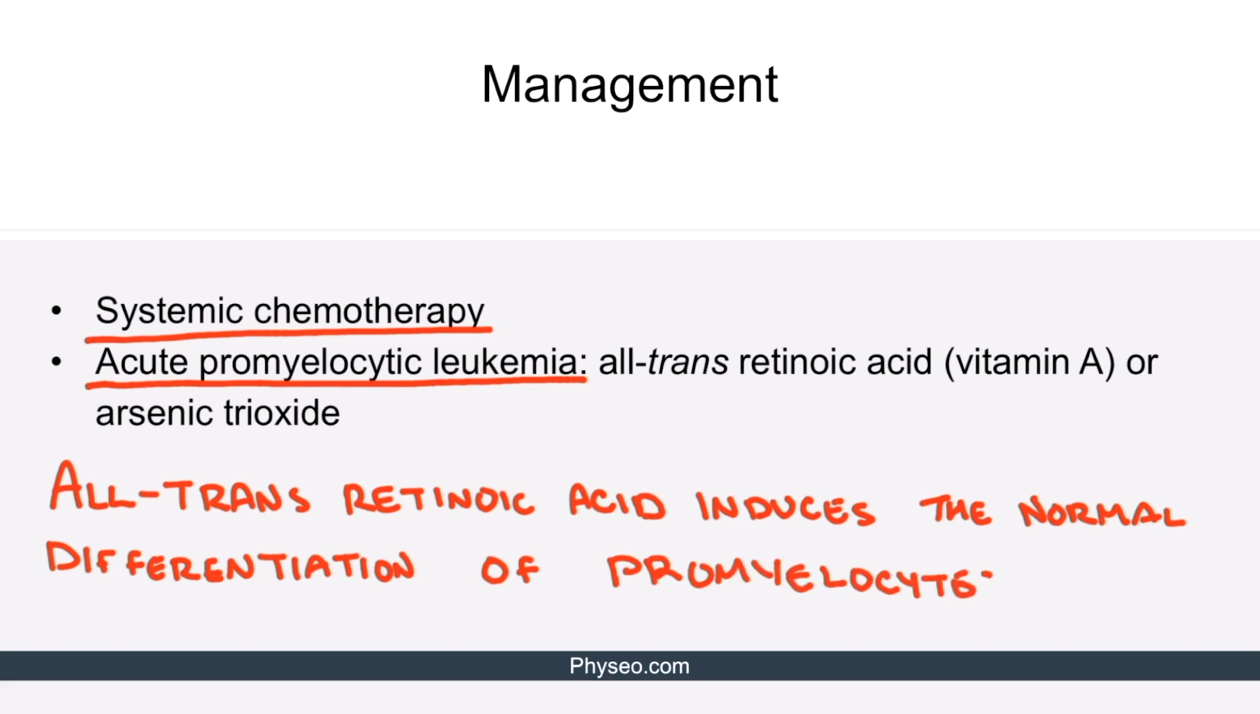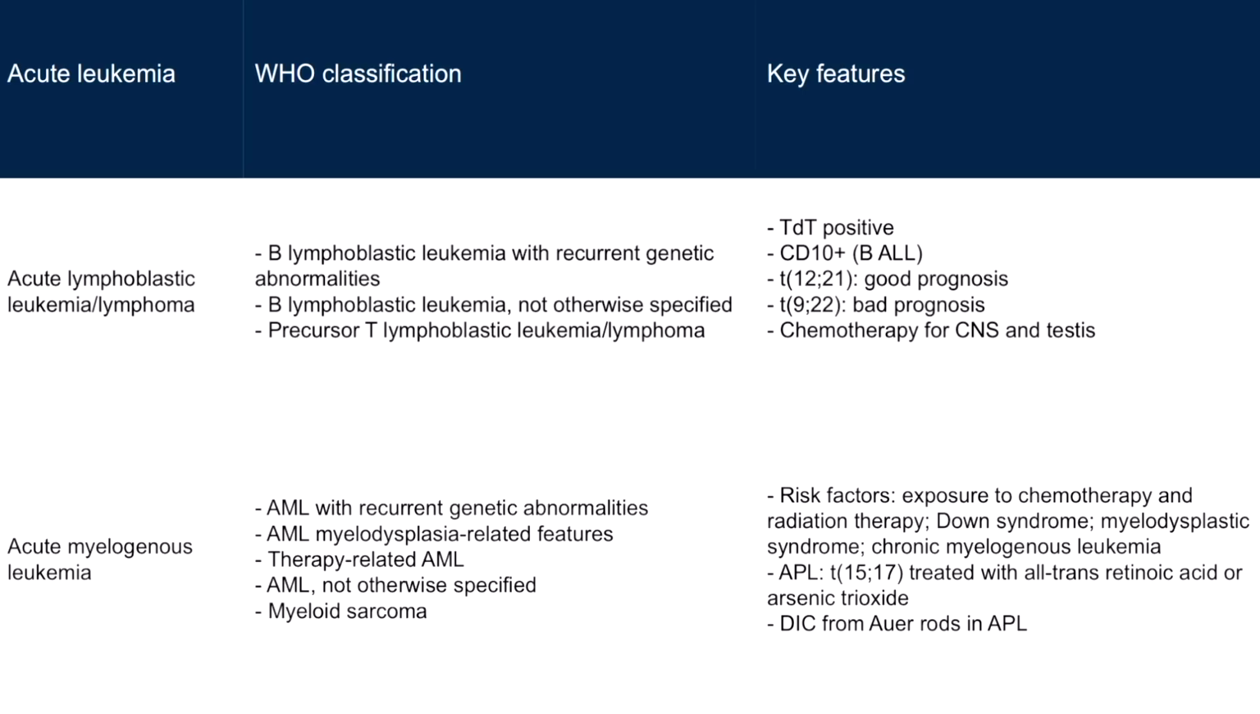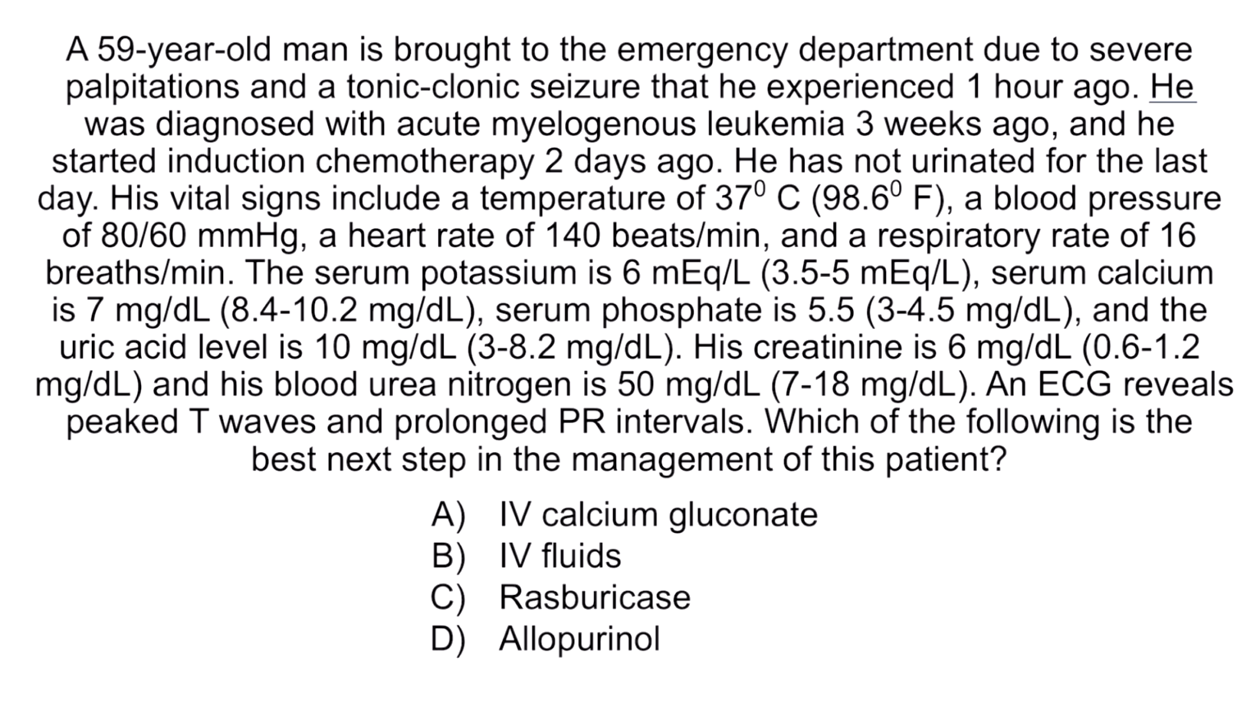Starting slide 25. Here is a table that summarizes the key points about ALL and AML. Feel free to pause the video and review the information. All right, with this in mind, let's finish up with the final question. Starting slide 26. A 59-year-old man is brought to the emergency department due to severe palpitations and a tonic-clonic seizure that he experienced 1 hour ago.